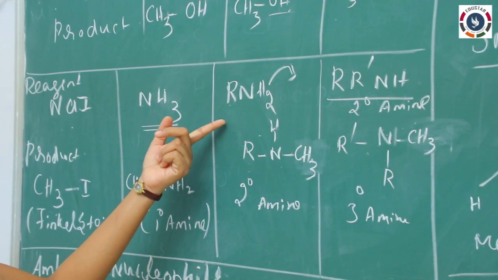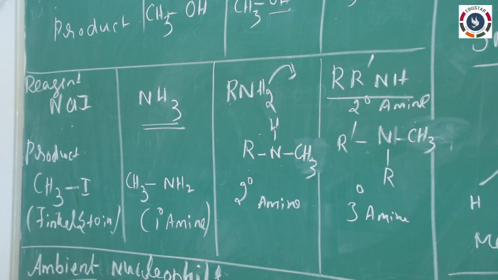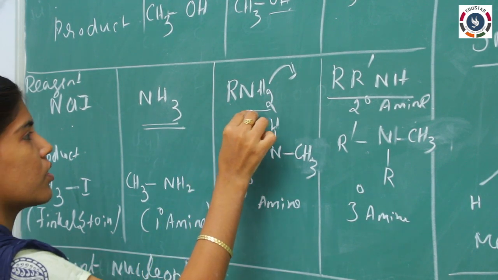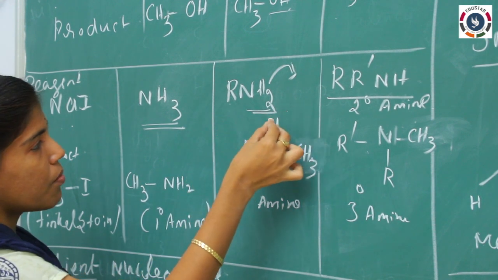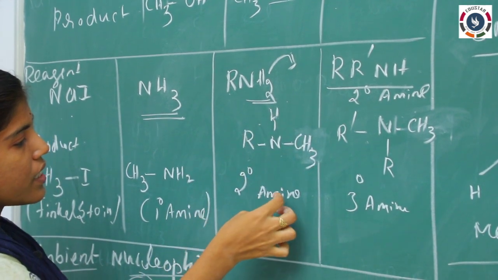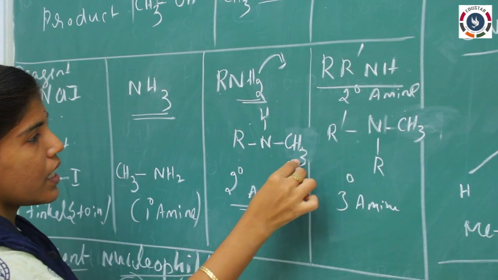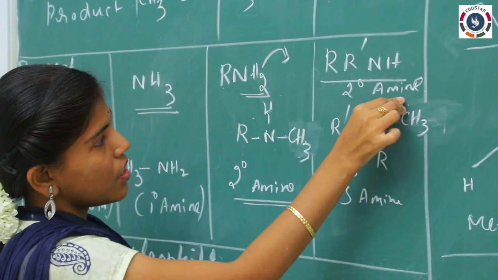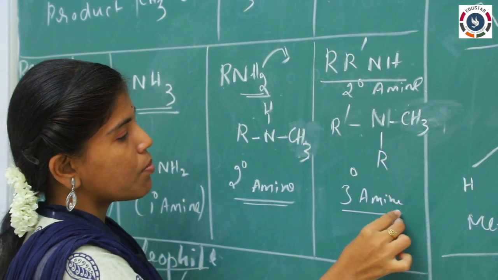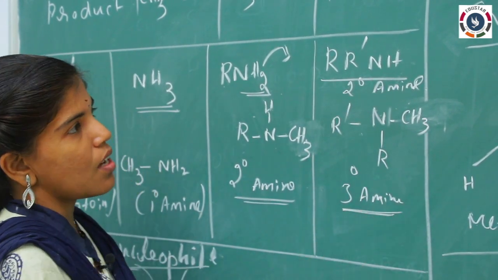In case of the primary amine as a nucleophilic reagent, we will be getting a secondary amine. In case of a secondary amine as a nucleophilic reagent, we will be getting a tertiary amine as the product.